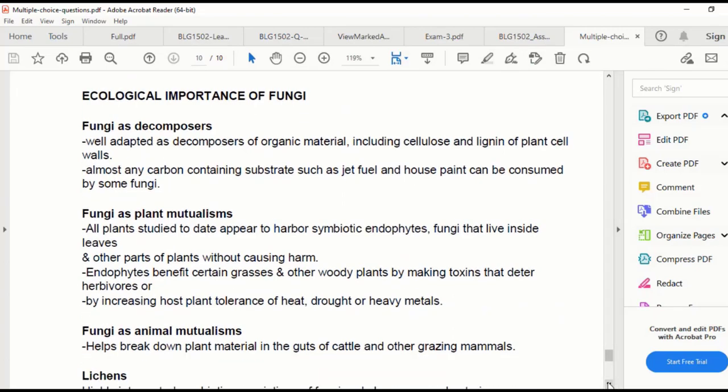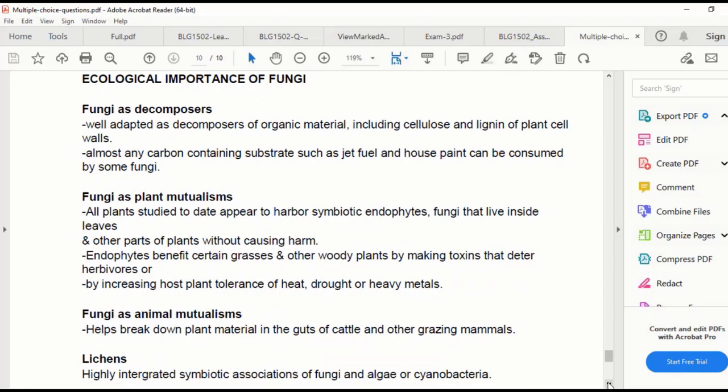But also in animal mutualism, it helps break down plant material in the guts of cattle and other grazing mammals. Lichens are a highly integrated symbiotic association of fungi and algae or cyanobacteria together.